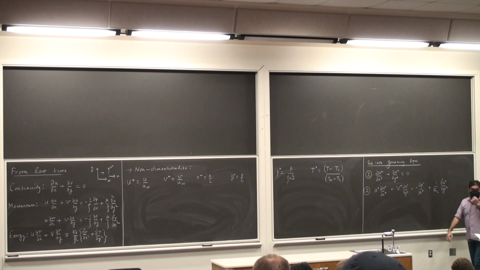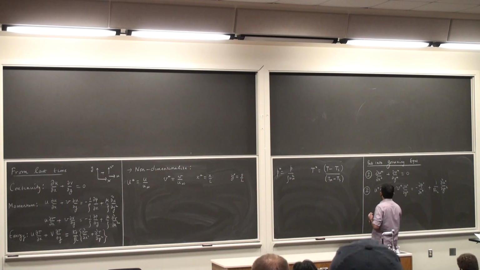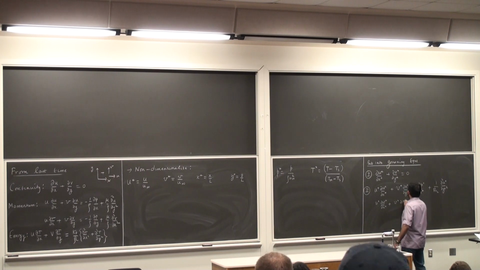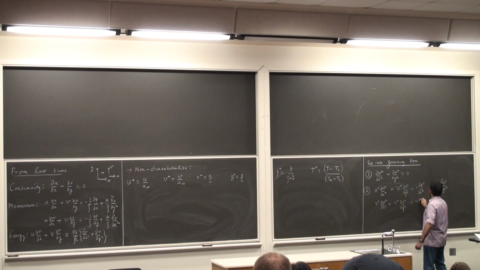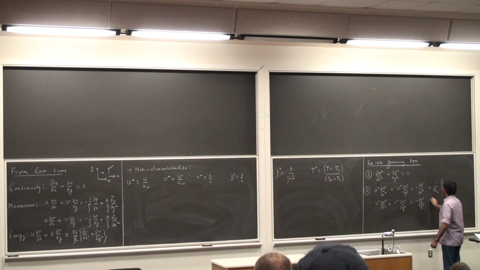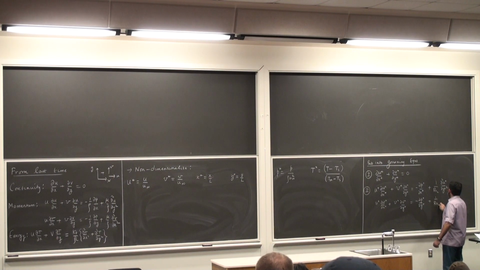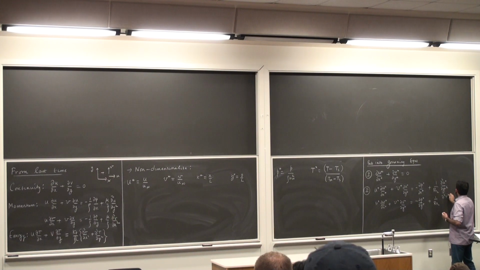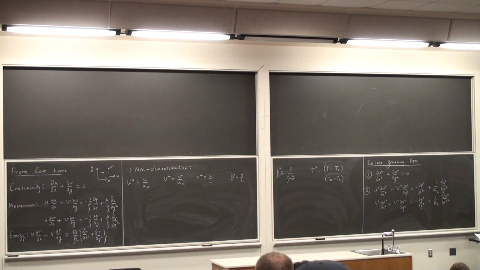Third one is also from the momentum conservation. I'll just write it out below. So u star dv star by dx star plus v star dv star by dy star is minus dp star by dy star plus 1 by Reynolds number, d square v star by dx star square.